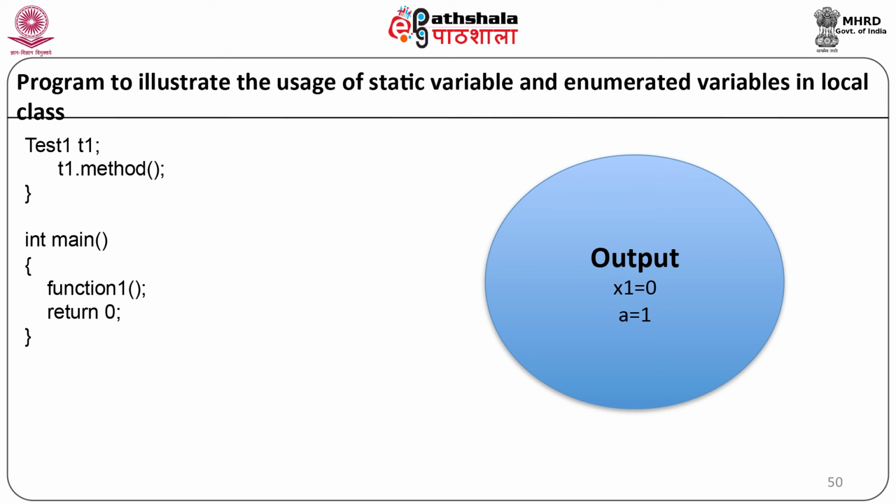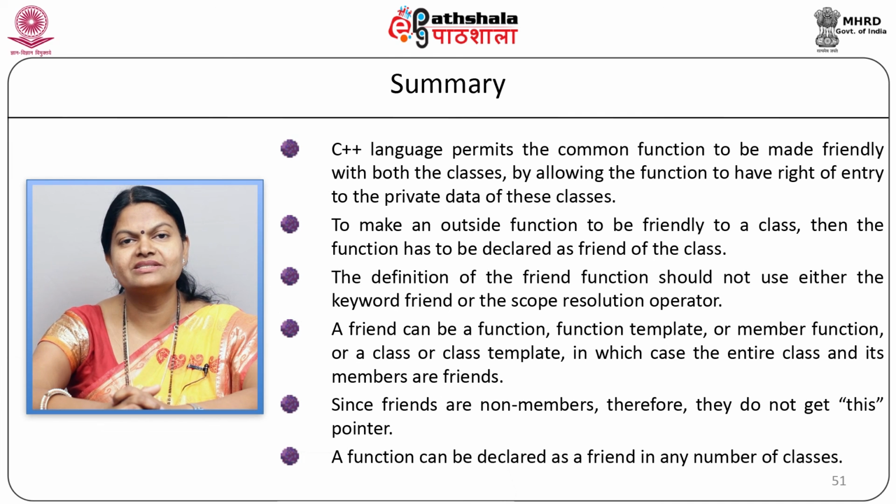Now let us summarize the module of friend function and friend classes. As we have seen, one friend function can be a friend of more than 2 classes. Here it will have access to the private data of both the classes. Any function which has to be made a friend of that particular class should be declared as a friend inside the class. At the time of definition of a friend function, the friend keyword is not used.